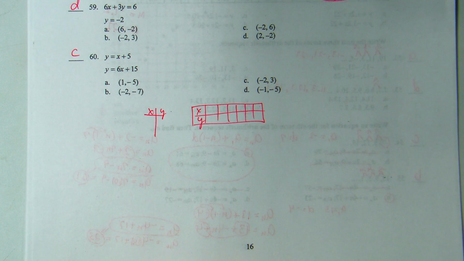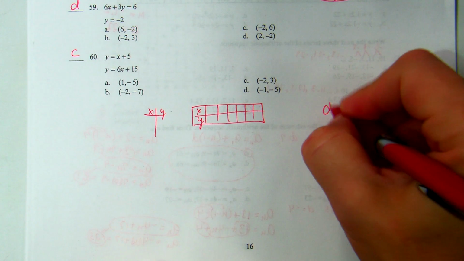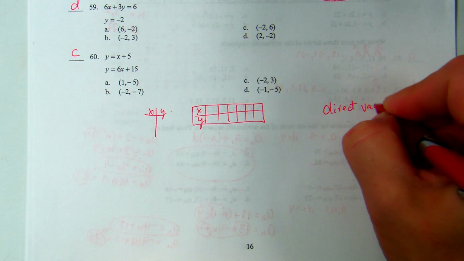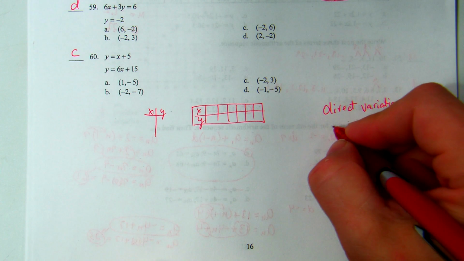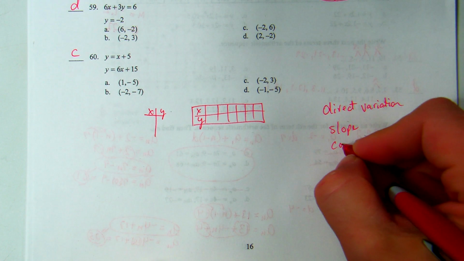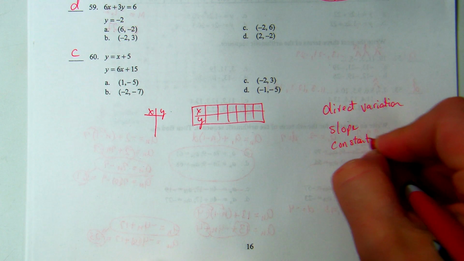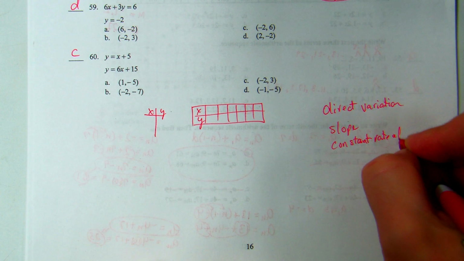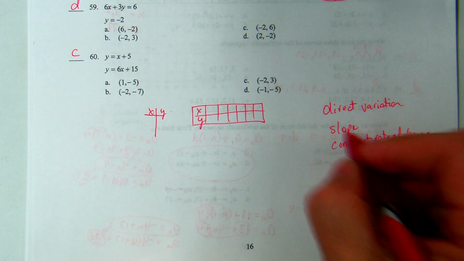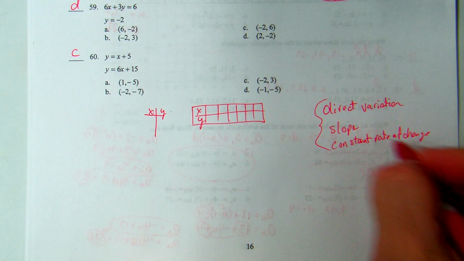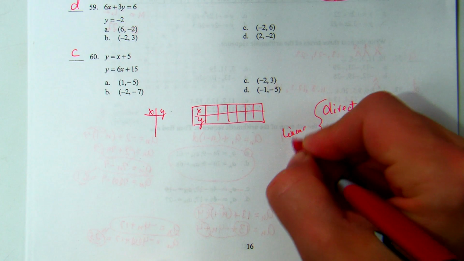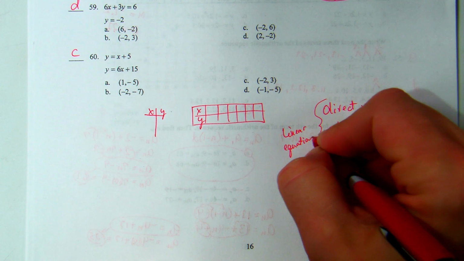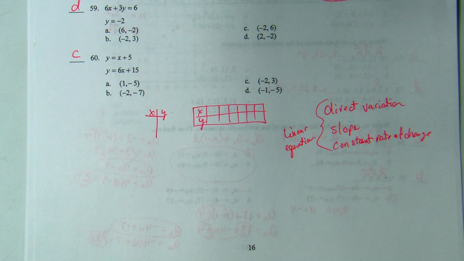If there's a constant rate of change, if they have a direct variation, then that means there is a slope or a constant rate of change. Okay, these are all the same thing. That means this is a linear equation. And we can write linear equations in multiple forms.